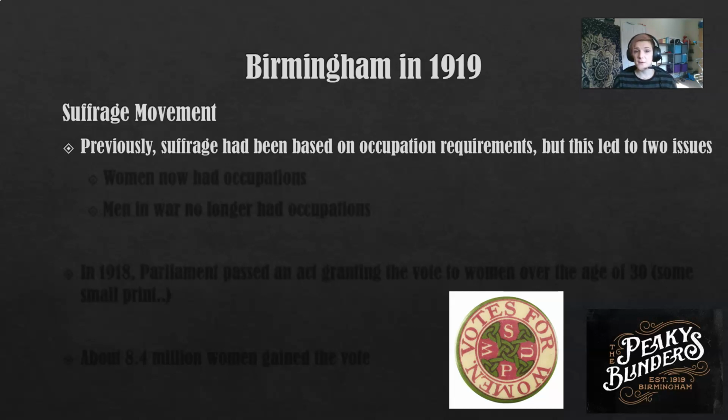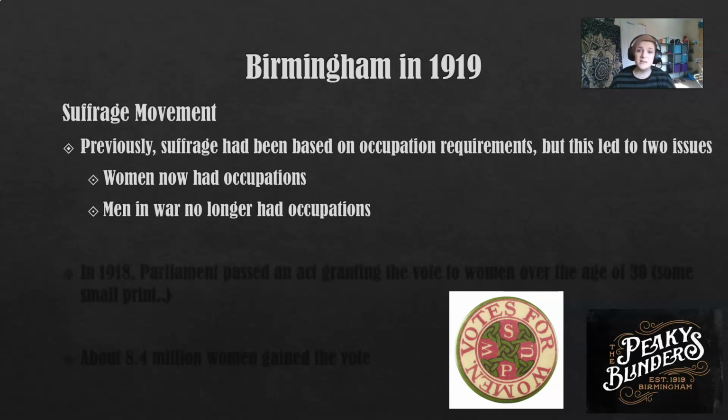Previously, the right to vote had been based on occupational requirements, but this led to two issues in discussions about who should have the right to vote. The first being that women now had occupations. They now met these occupational requirements, so why couldn't they vote? The second was that men who were fighting in war technically no longer had occupations. They legally did not meet those occupation requirements.